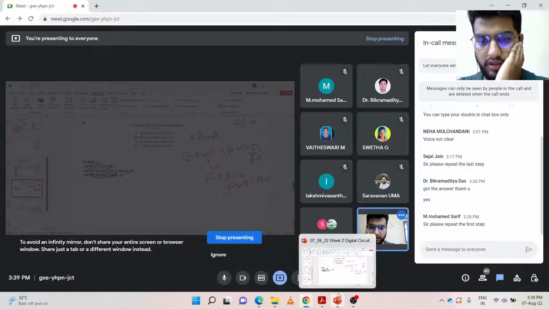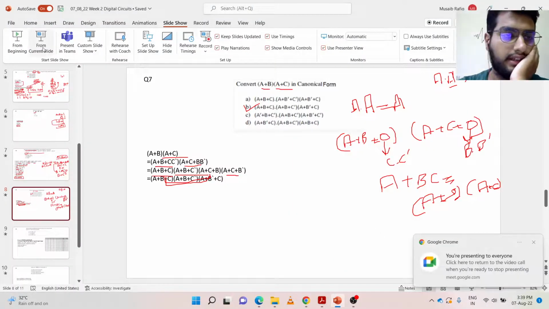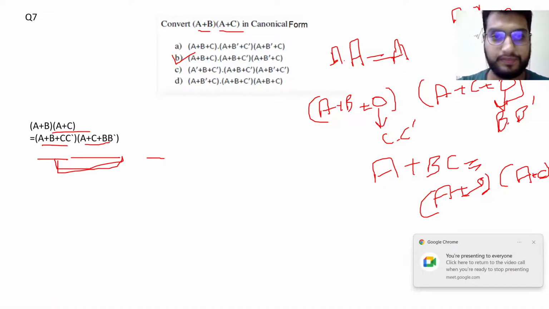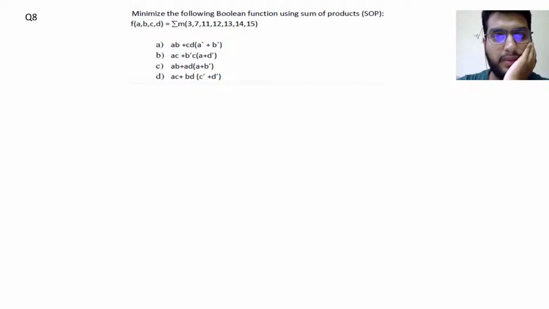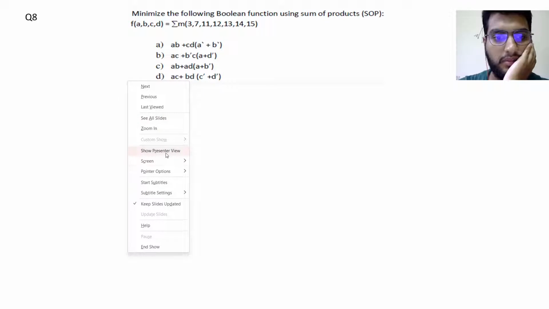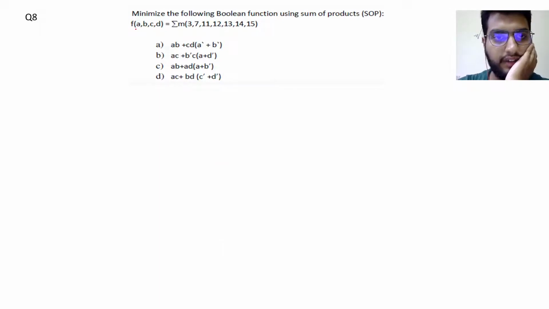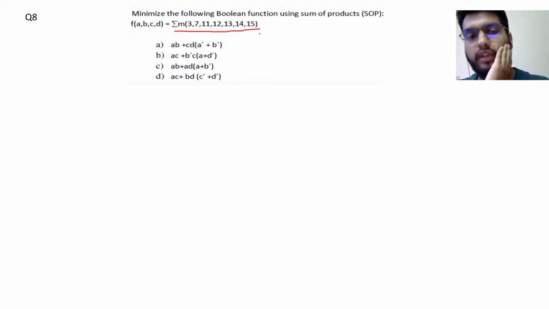We can go back to question number 8. I think yes, 8. So question 8 asks us to minimize the following Boolean function using sum of products. So we are given this Boolean expression f of a, b, c, d equal to summation of this sum of products like this. And we are asked to minimize the following function.